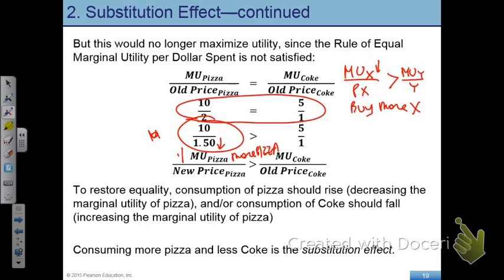As a result, marginal utility per pizza goes down. Your price has also gone down, and that could really reduce the left hand side ratio until it is equal to the right hand side. So it is consistent with our utility maximization. It is also consistent with our explanation of the income effect and substitution effect.